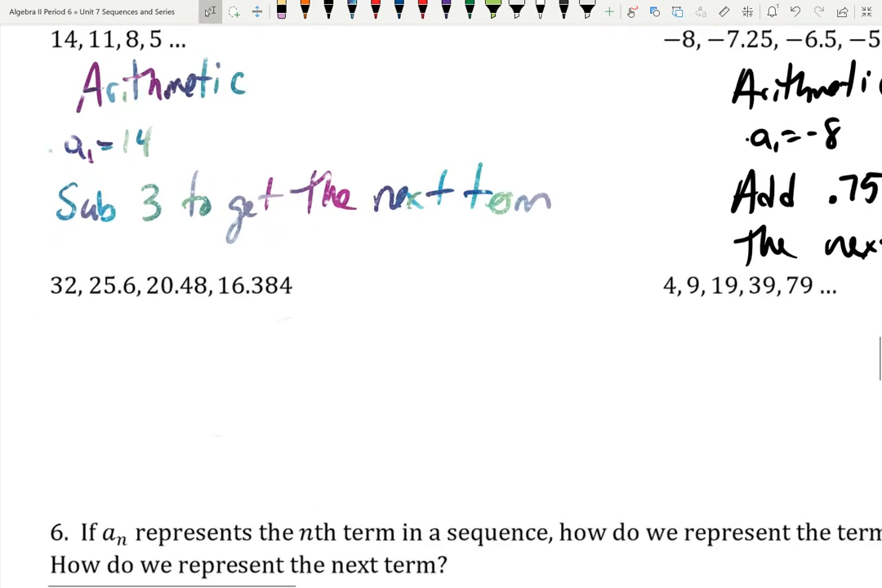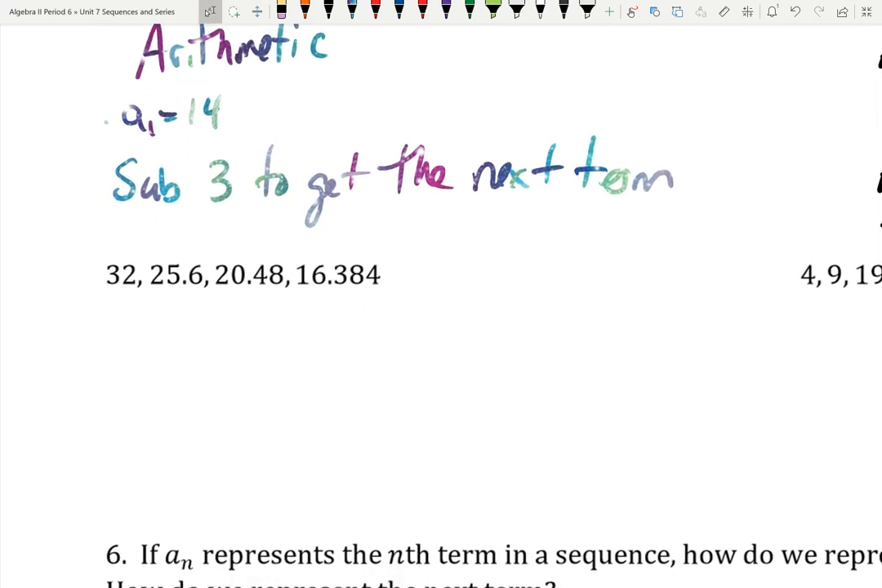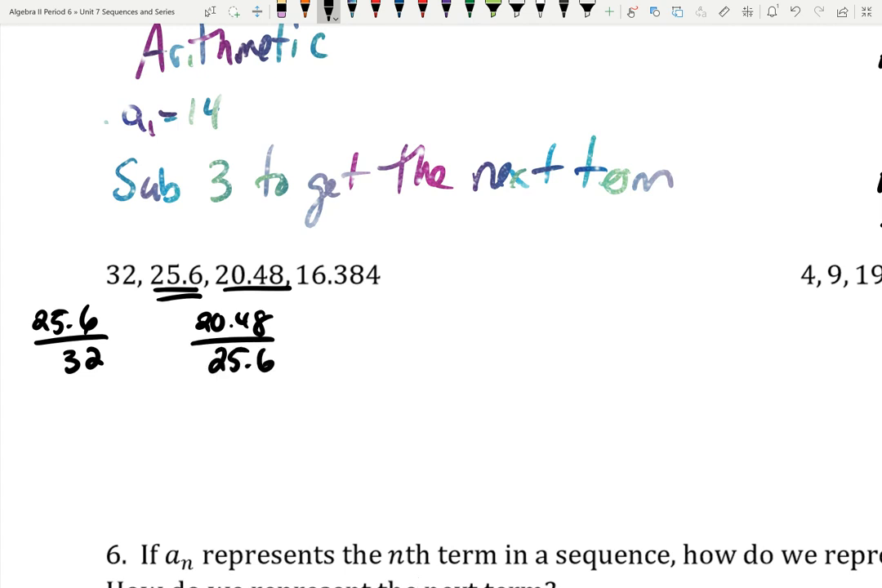I'm seeing crazy decimals here. I'm definitely not adding the same thing, so let's do a ratio. Let's do 25.6 over 32. That's second over first. And then we're going to do third over second, 20.48 over 25.6. Remember, we can find that ratio to see what we multiply by. So I'm picking up my calculator here. That was 0.8.